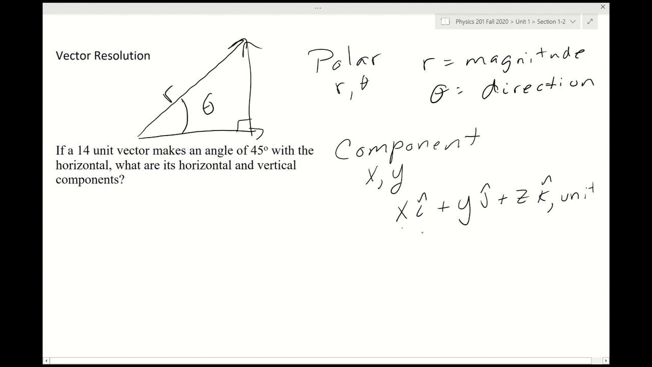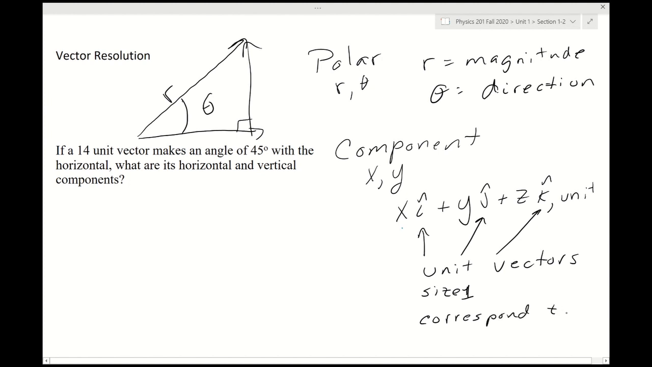So what we have are these things that I just mentioned called i hat, j hat, and k hat. These are called unit vectors. Unit means it's size 1, and they correspond to the X, Y, and Z directions. Component form makes things such as vector addition much simpler.